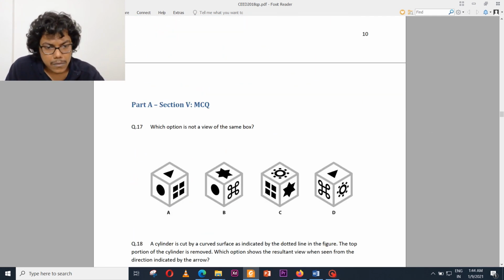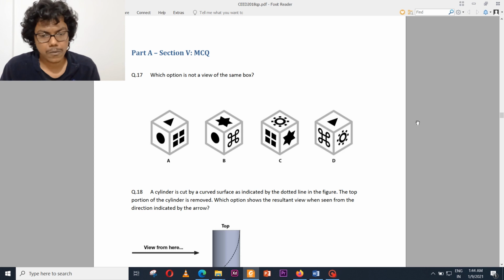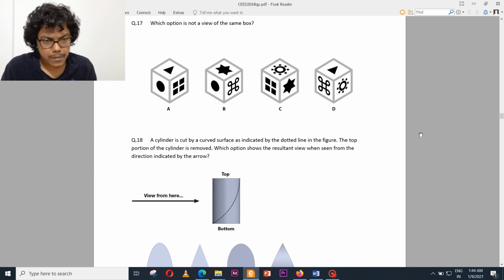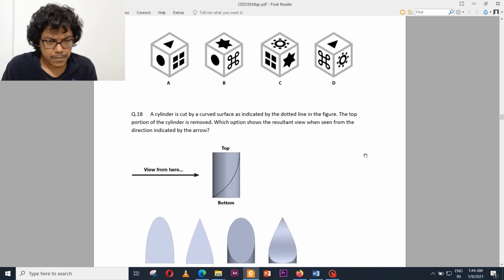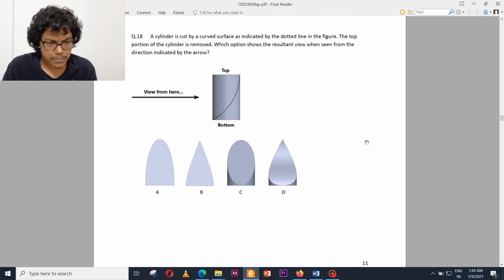MCQs. Okay. So which option is not a view of the same box? It will take time. Maybe you can skip for the first set of first attempt. 18 में it's kind of very obvious visual, so you can give attempt. तो A तो नहीं होगा, C भी नहीं होगा. B और D में you can play.